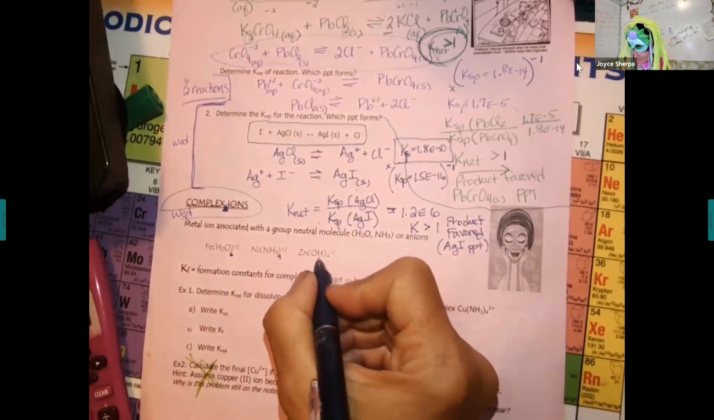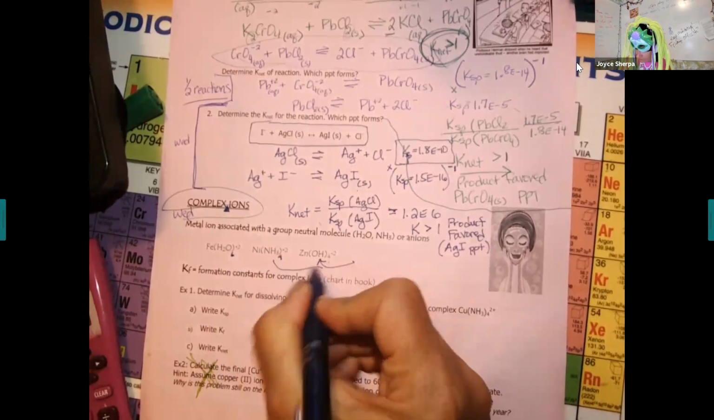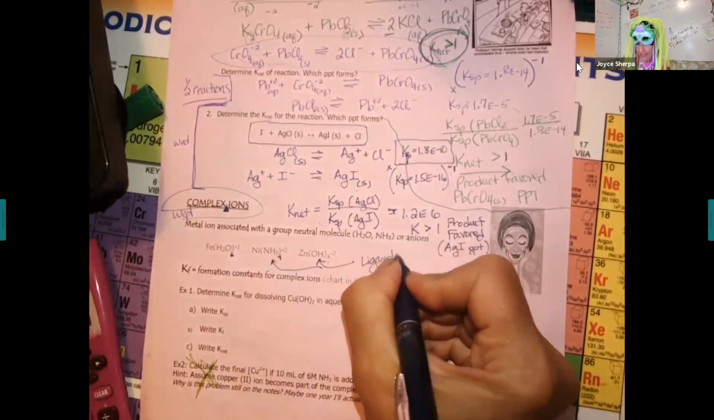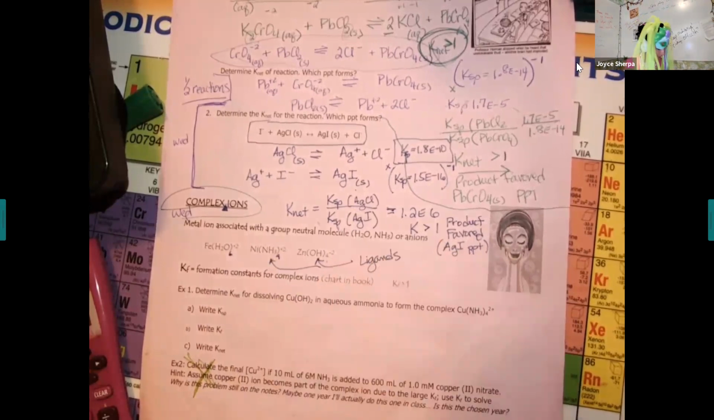So these, the hydroxide or the ammonia or whatever, these are called ligands. And there's another set of notes, which we may or may not do today. We'll talk about that in a bit. We have to do it before Monday. So those are ligands and they combine with it. So you get this big complex.